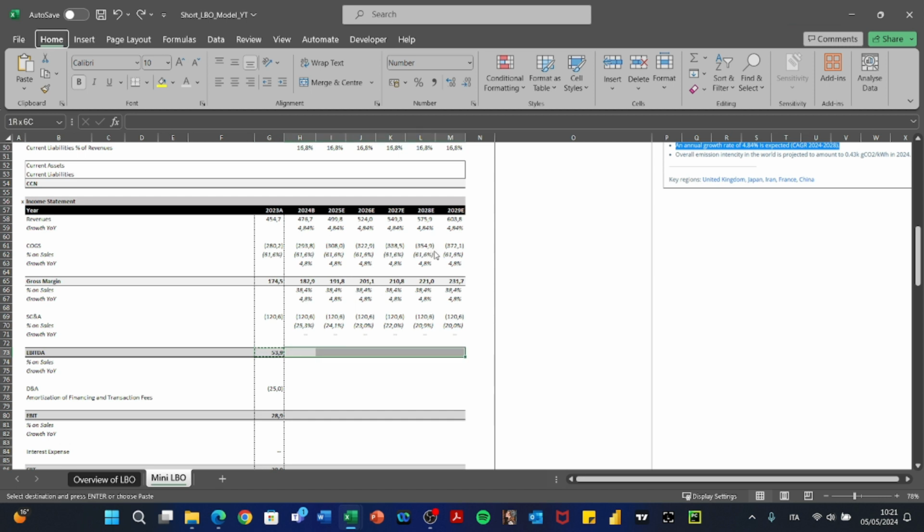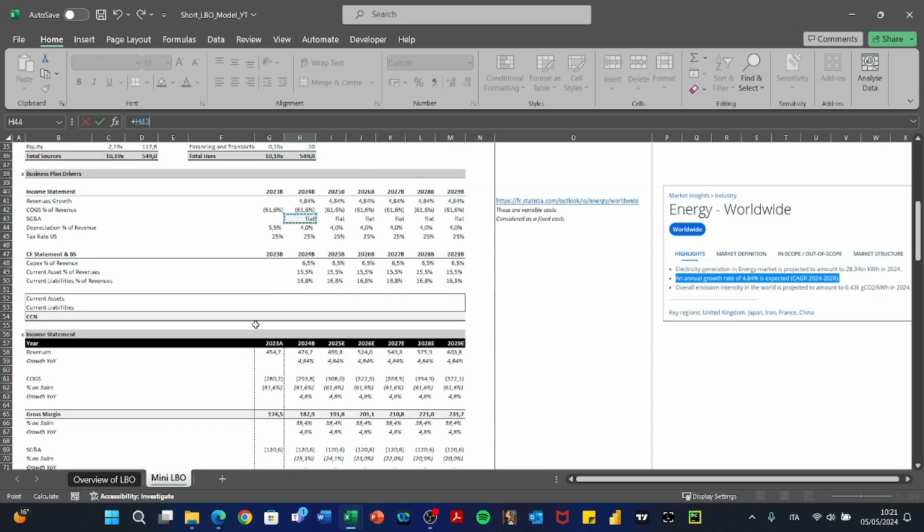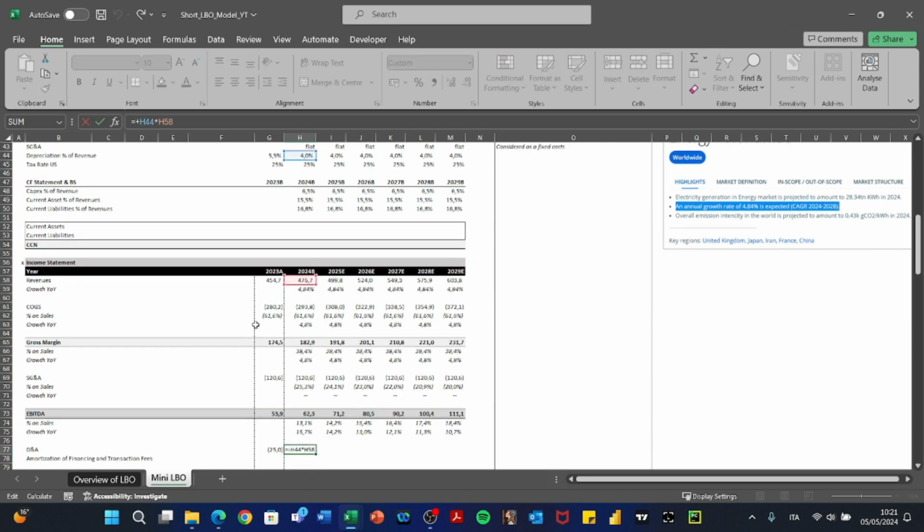Let's go now to our data. Okay, perfect. So, okay, this is our EBITDA margin. And this is the growth year over year. About the G&A, we have said that our G&A is 4% of our revenue, and it's negative.